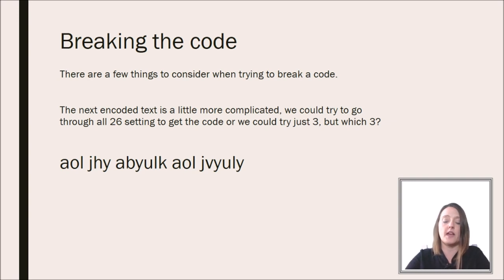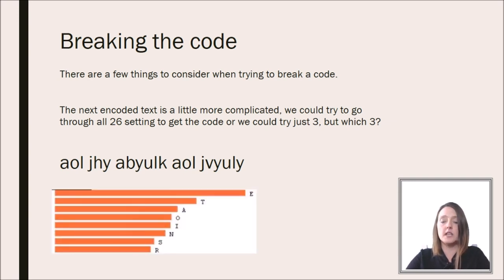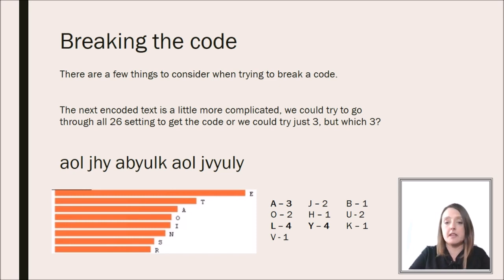So let's see how that works. First, we need to know what are the most commonly used letters in the English language. So you can see on this chart that E is the most commonly used letter in all of our words, followed by T and A. So if we have a look at that sentence, and I've counted them for you, you can see that A appears 3 times, L appears 4 times, and Y appears 4 times.